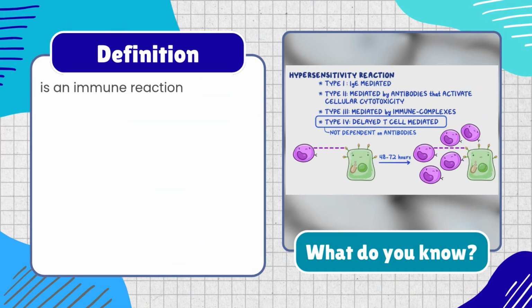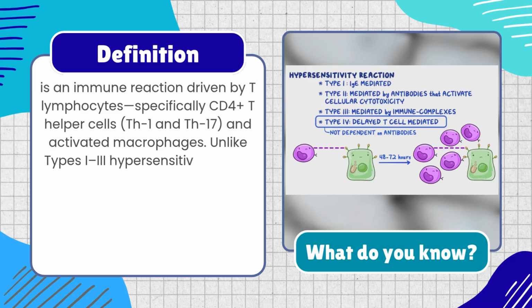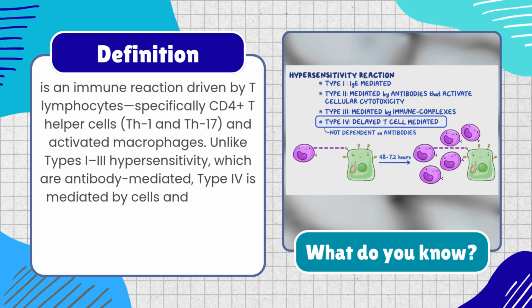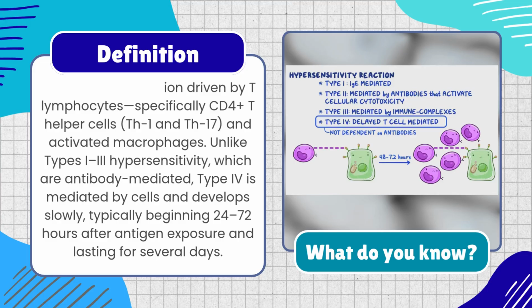Delayed type hypersensitivity is an immune reaction driven by T lymphocytes, not antibodies, specifically CD4 T helper cells and activated macrophages. Unlike type 1 to 3 hypersensitivity, which are antibody mediated, type 4 is mediated by cells and develops slowly, typically beginning within 24 to 72 hours after antigen exposure and lasting for several days.